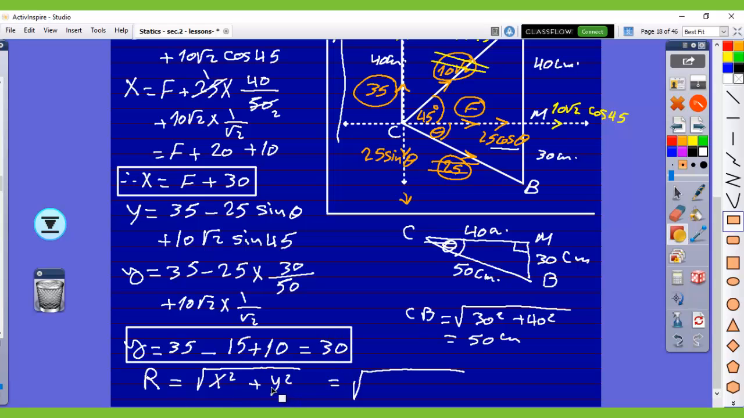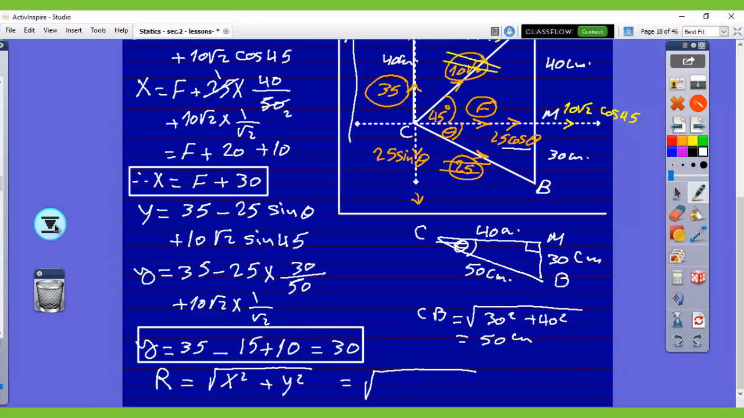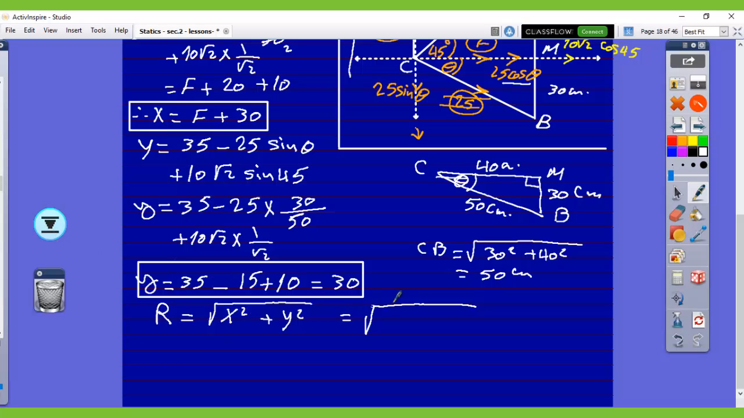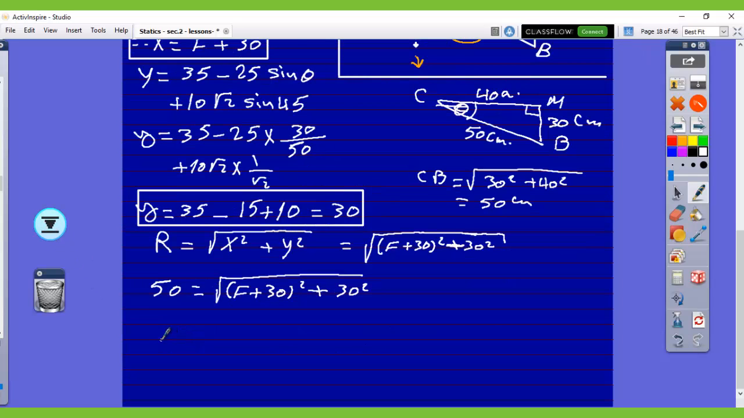So we have x square plus y square, which equals x square, which will be F plus 30 all square, plus 30 square. So we have 30 square, and then squaring the two sides, we have 2500 equals F plus 30 all square plus 900.